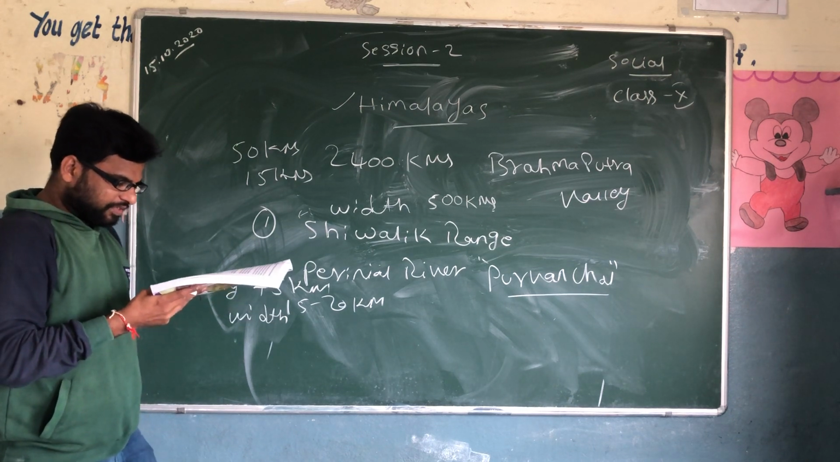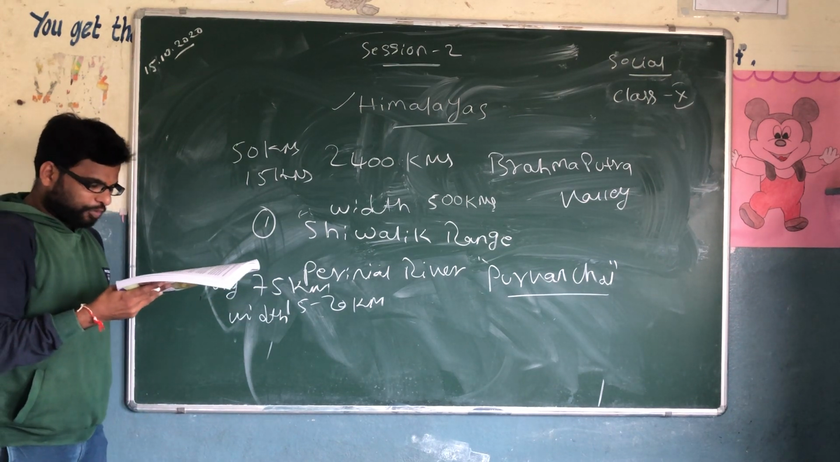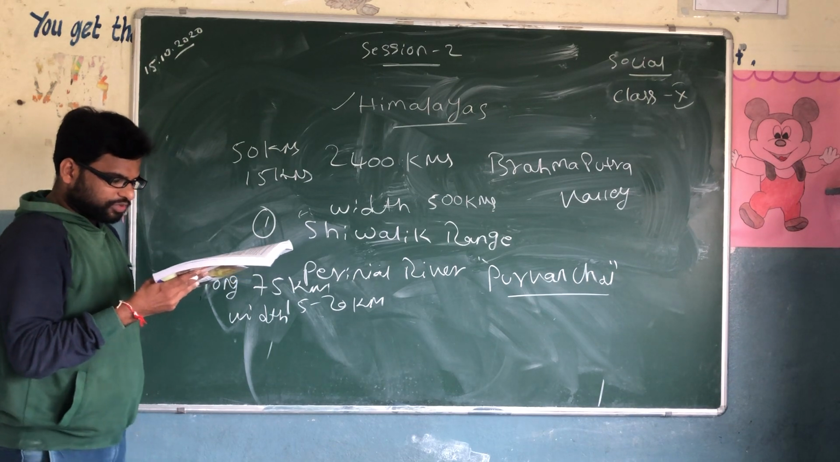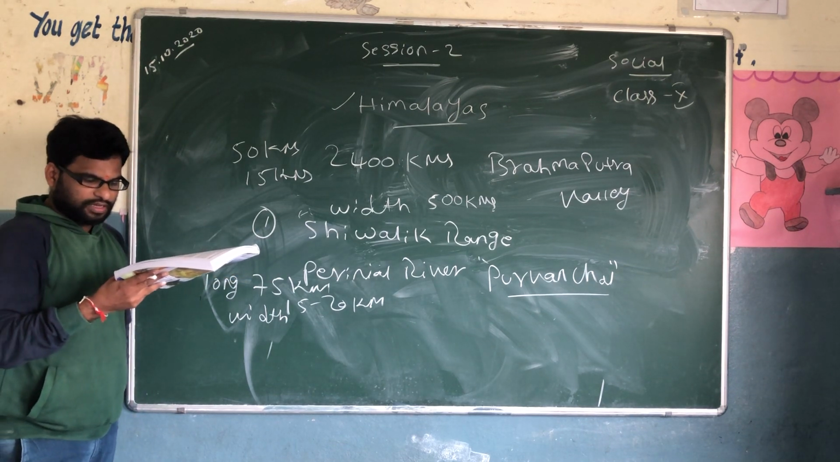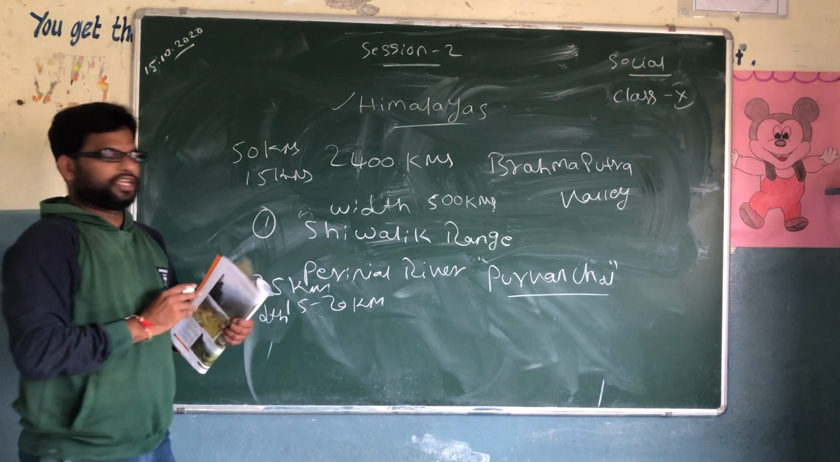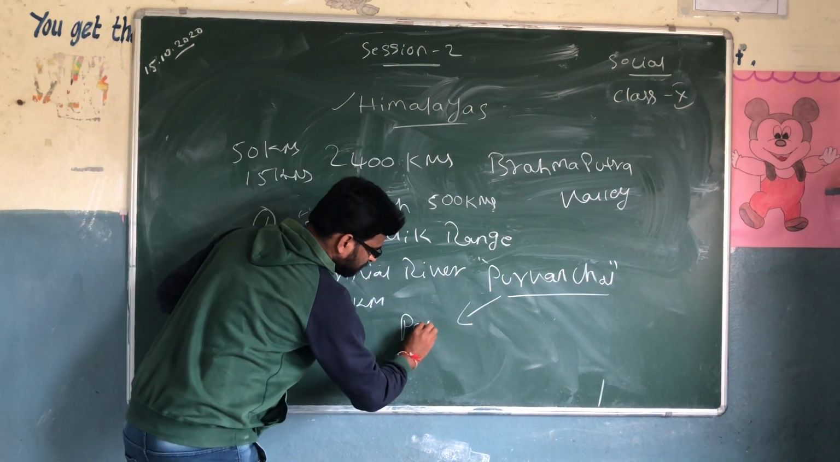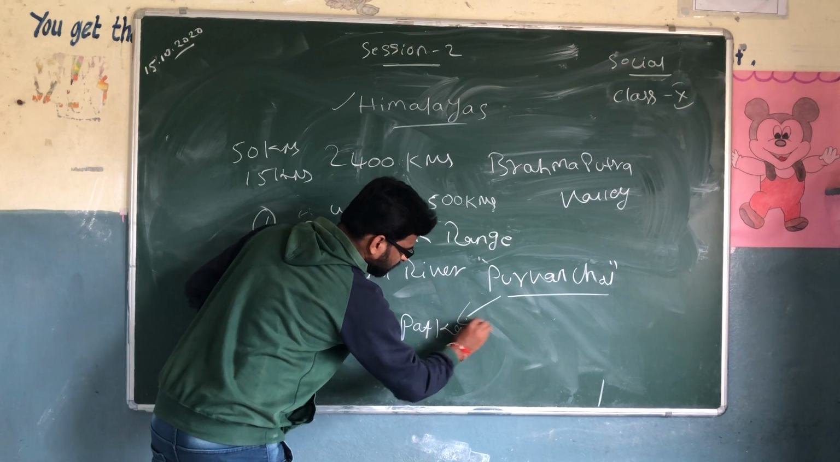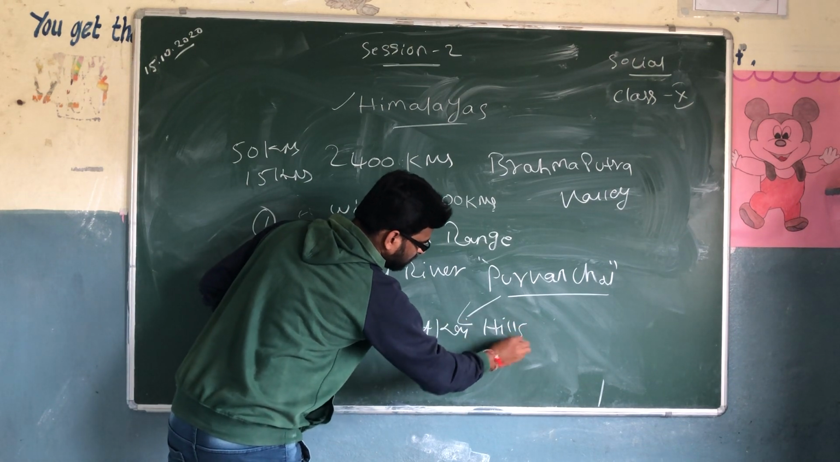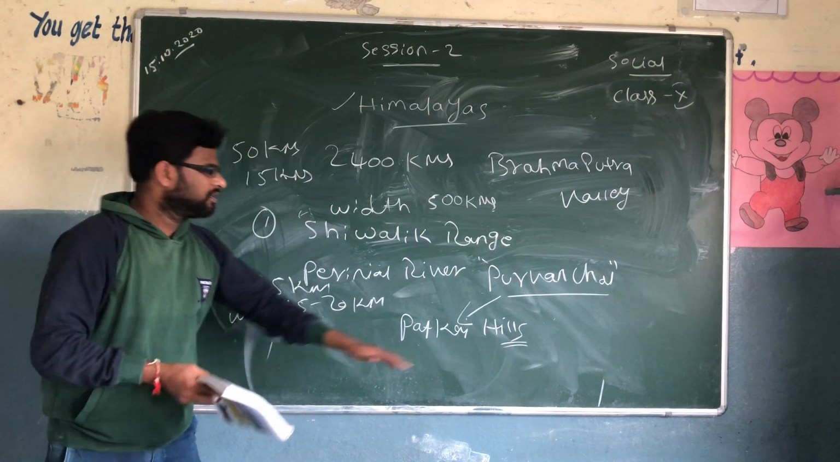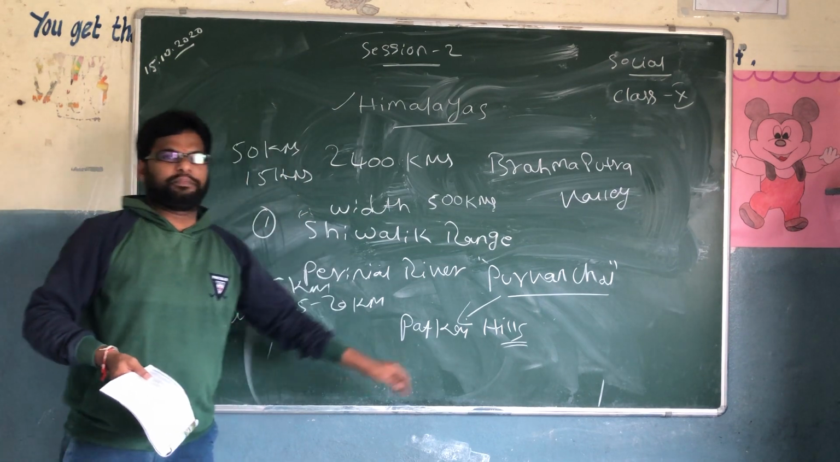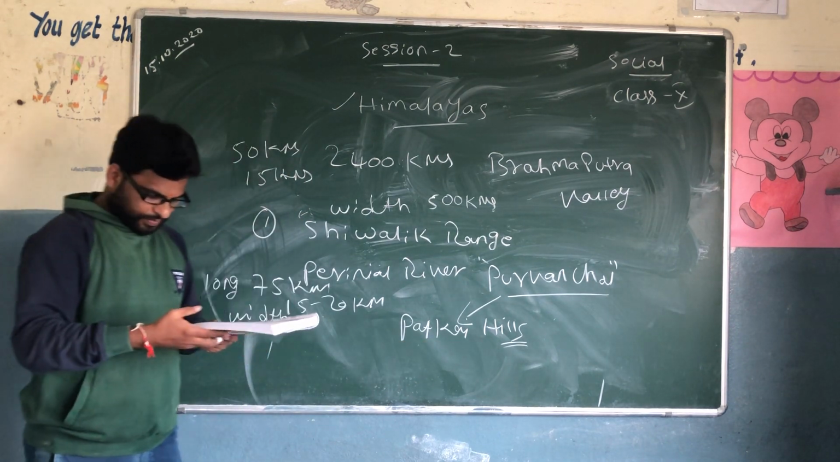Now, the Purvanchal are mostly composed of sedimentary rocks and sandstones. Regionally, the Purvanchal are known as the Patkai Hills. We can call this Purvanchal the Patkai Hills, spelled P-A-T-K-A-I.